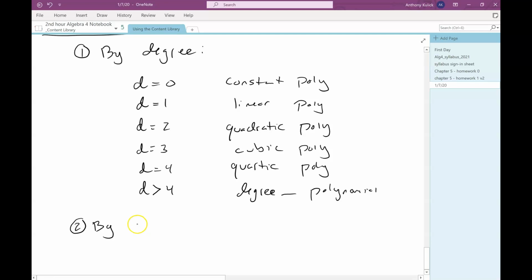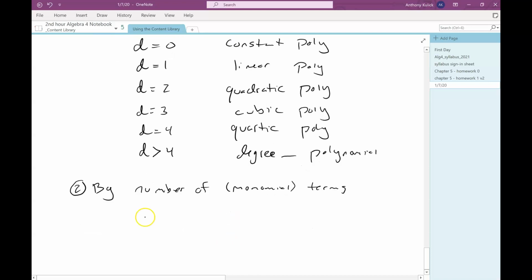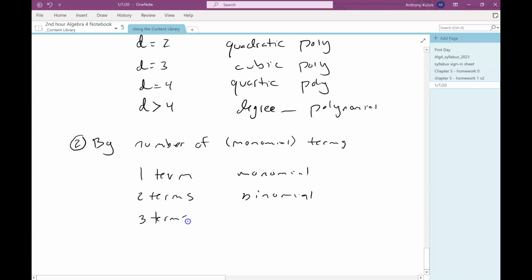So the other way we name polynomials is by the number of terms. So how many monomials you have. So one term, well, that's just a monomial. 2 terms is a binomial. 3 terms is a trinomial. And then bigger than 3 terms, we just say it's a whatever number of terms polynomial.